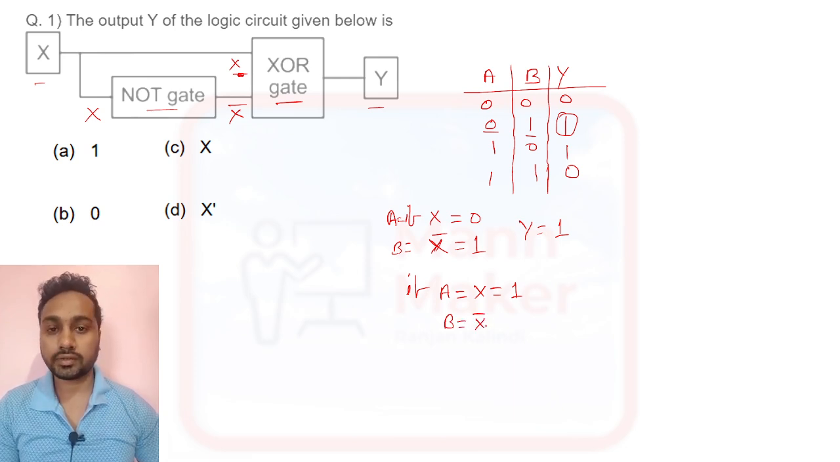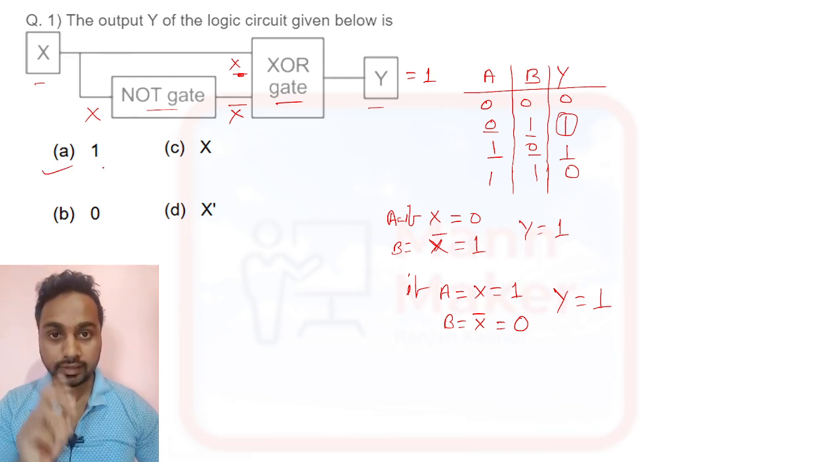Now if we put X equal to 1, in that case we have B as X bar. So the complement of 1 is 0. So in this case also A is 1 and B is 0, then the output will be 1 only. So in both cases we are getting output 1. So here the Y value is 1. Option A is your right answer.